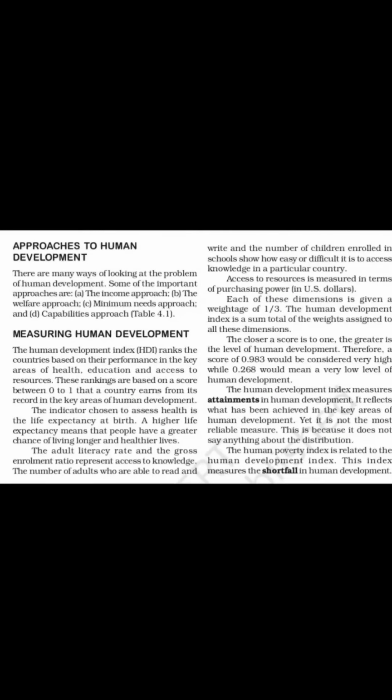The UNDP, that is the United Nations Development Programme, measures 2 indexes. Number 1, HDI, which measures attainments in human development. Number 2, HPI, Human Poverty Index, which measures the shortfall in human development. Human Poverty Index is a non-economic measure and is more revealing than the Human Development Index.